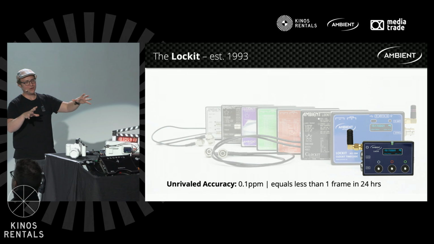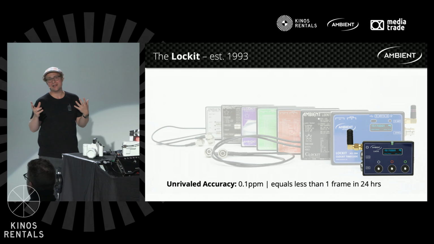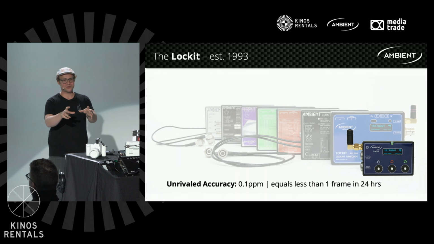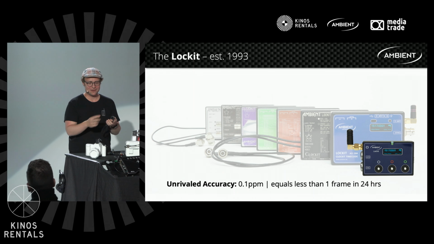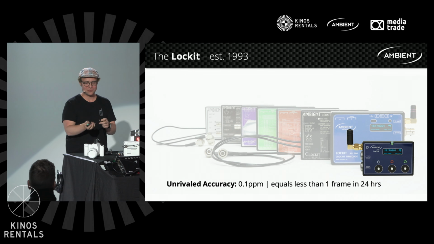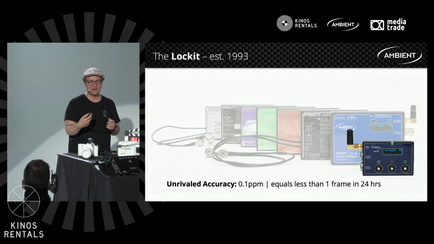What all of the devices have in common is their unrivaled accuracy. All those devices have a highly accurate clock inside. That's basically the magic. If you match those devices up, they won't drift during a day by less than a frame. That's 0.1 pulse per minute. It's really the most accurate clock you can find for this purpose.